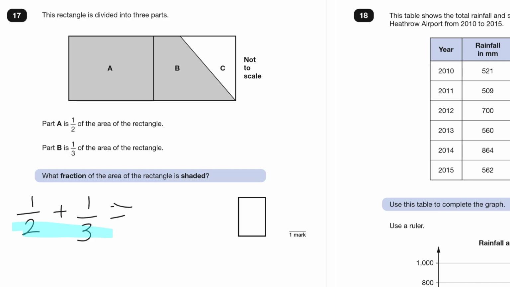So we're going to find a common multiple of 2 and 3. So 2 and 3 both go into 6. So we change both our 1/2 and our 1/3 into fractions out of 6. So my 1/2 is going to be 3/6 and my 1/3 is going to be 2/6. Okay, they are equivalent fractions.